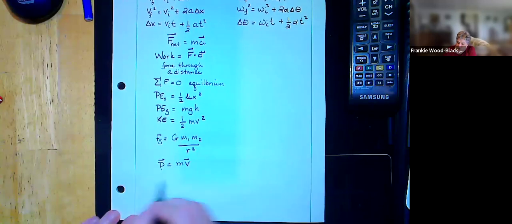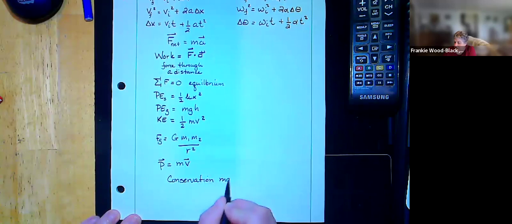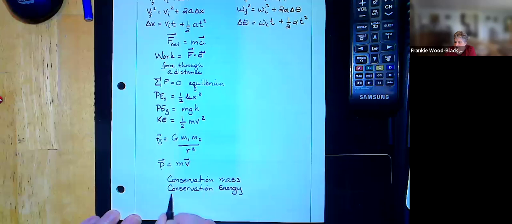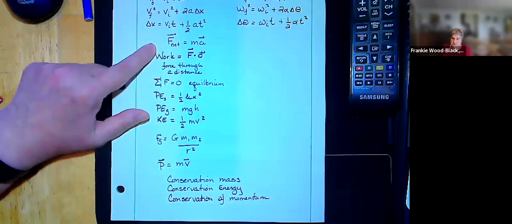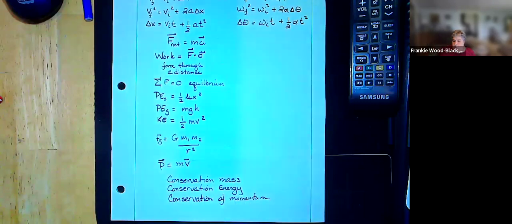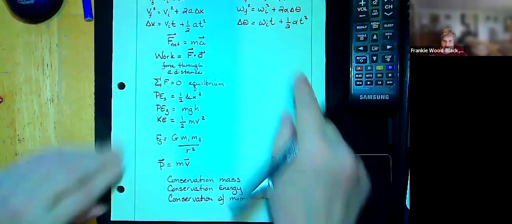We had some conservation laws. We have conservation of mass. We have conservation of energy. And we had conservation of momentum. Well, chapter 8 is going to give us this idea of what happens if we're starting to rotate things.